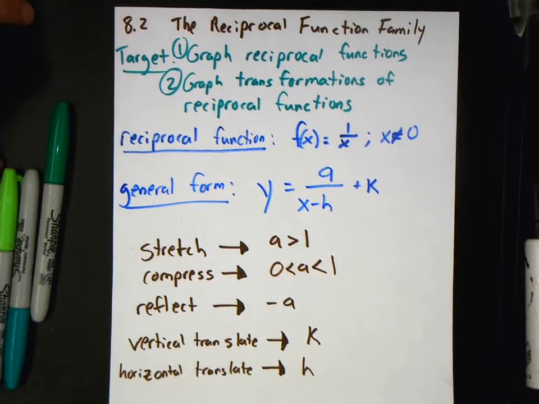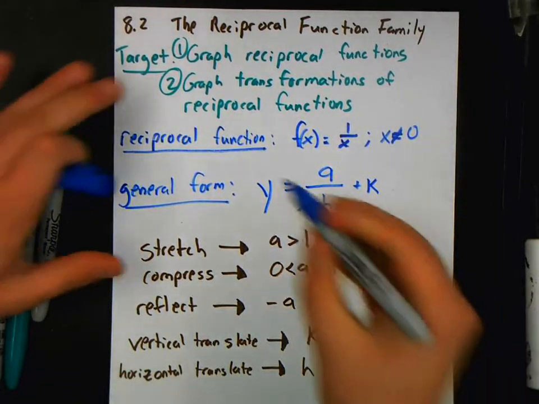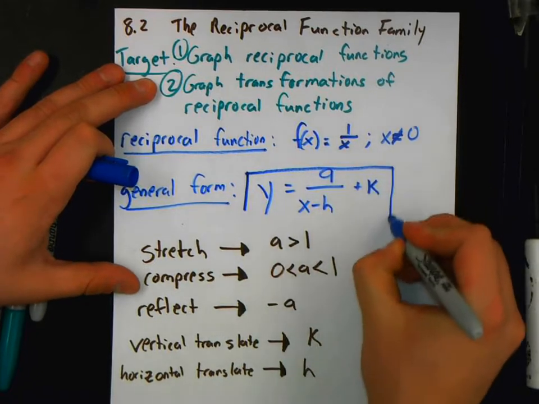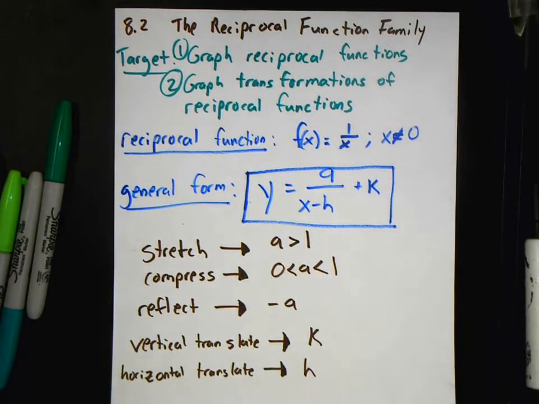There could be some different numbers on top. There could be plus or minus on the bottom. And that's where you come into the general form of a reciprocal function. And each of the letters in this reciprocal function represent some different types of transformations you can make to the graph. And you're familiar with all of these: stretch, compress, reflect, vertical and horizontal translate.